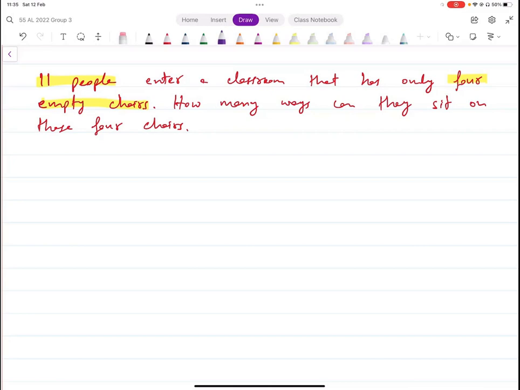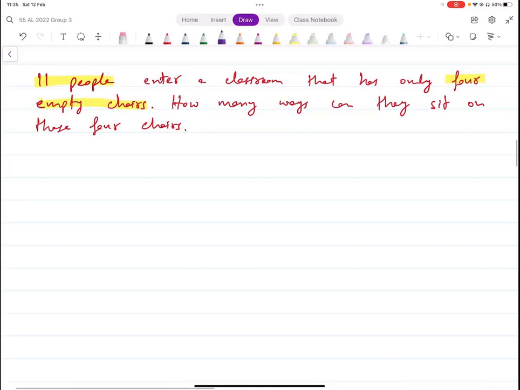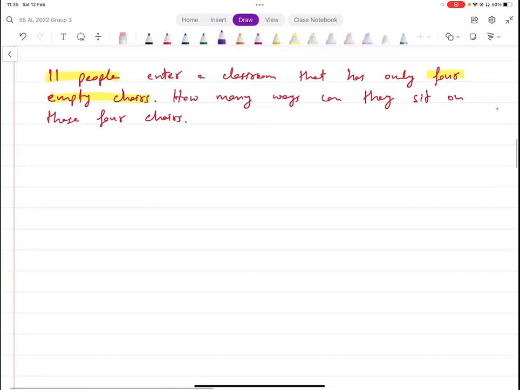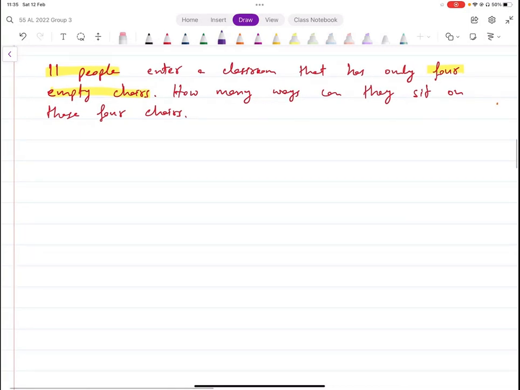Okay. So we have these 11 people and they enter a classroom that has only 4 empty chairs. How many ways can those 11 people sit on those 4 chairs? Well, all 11 can't sit, of course. 4 of them sit, right? How many different ways is this going to be possible in?